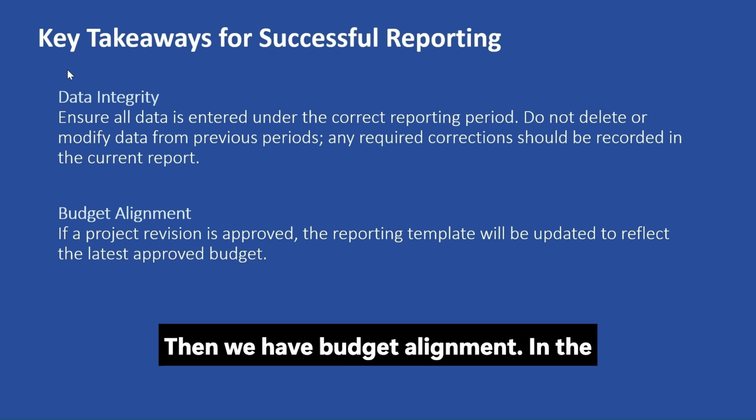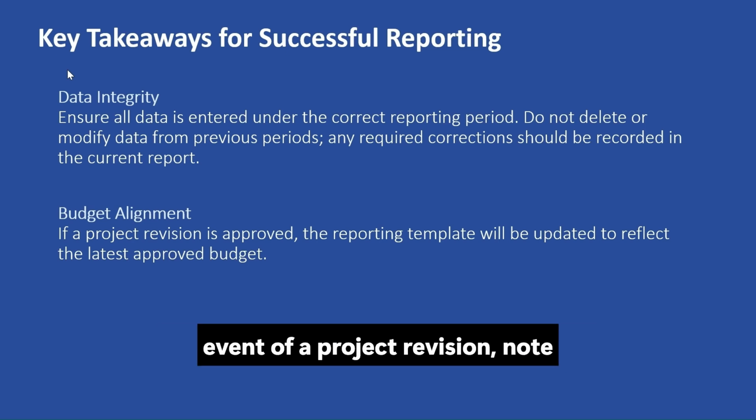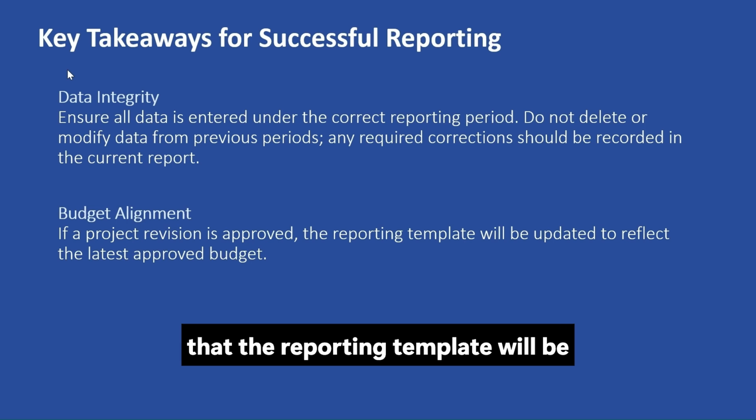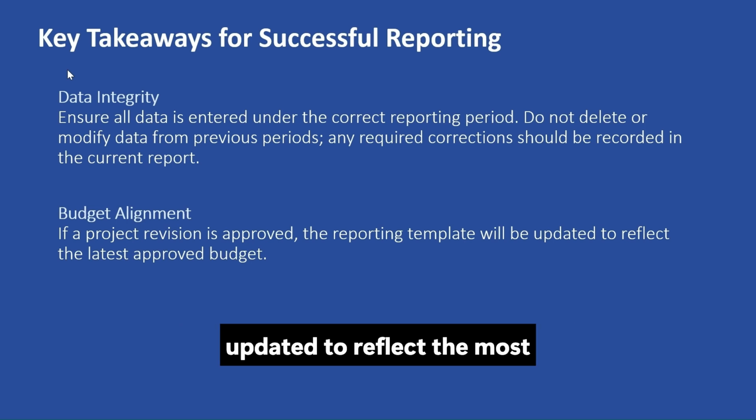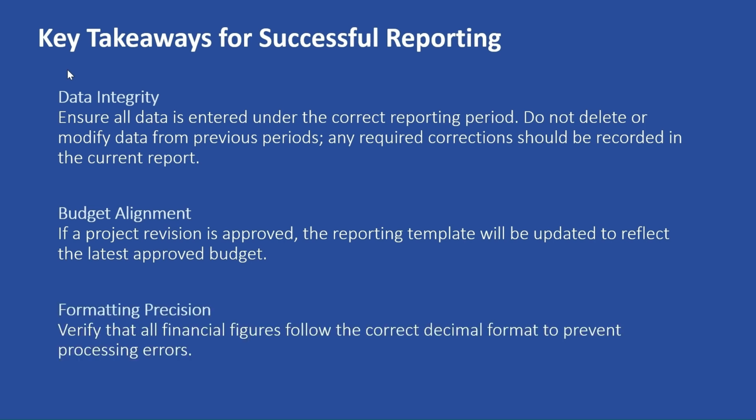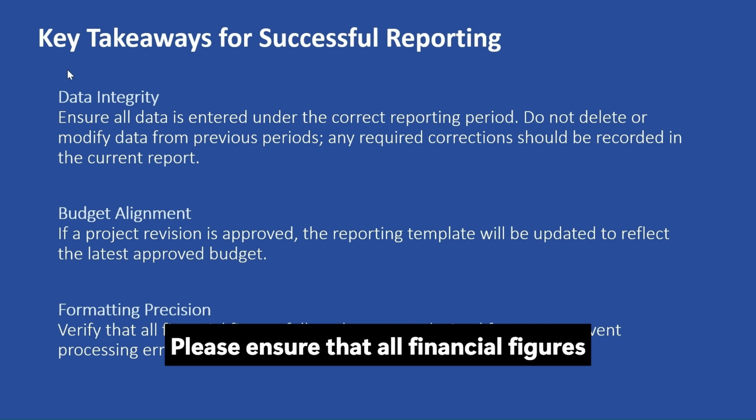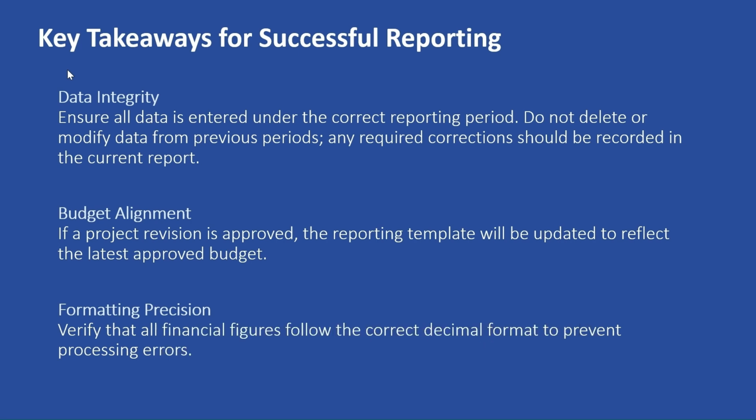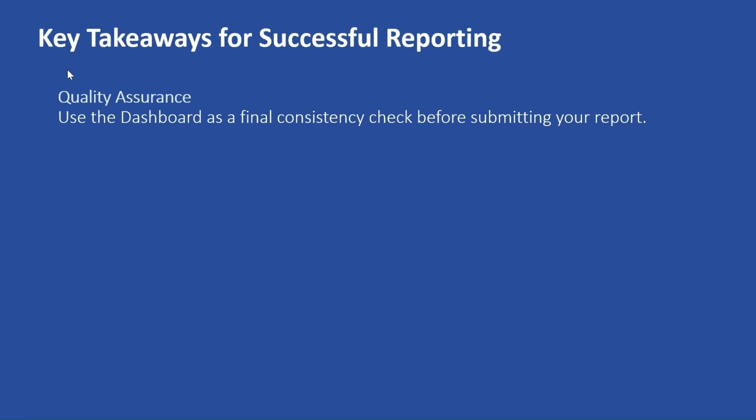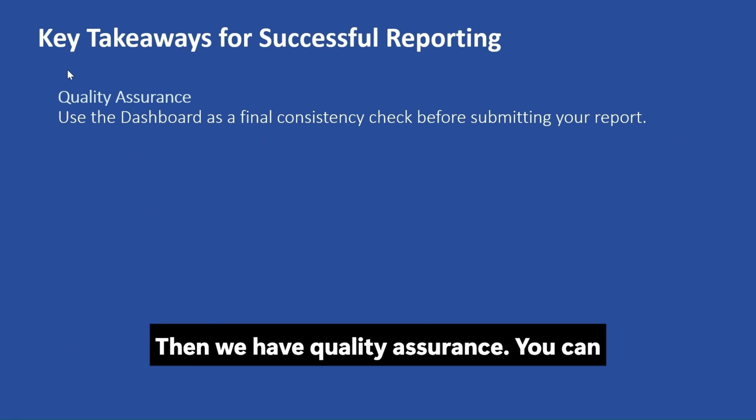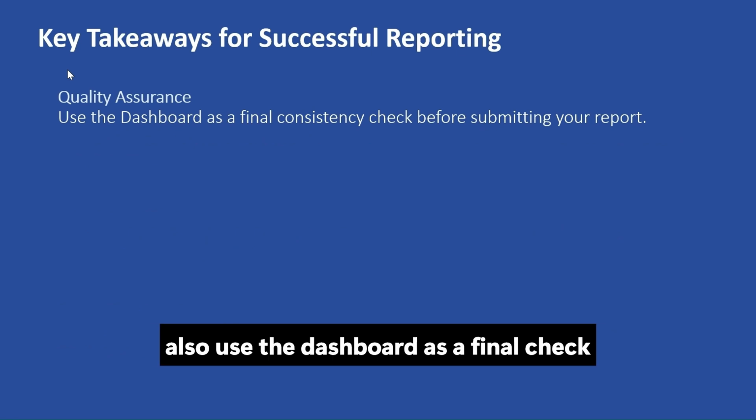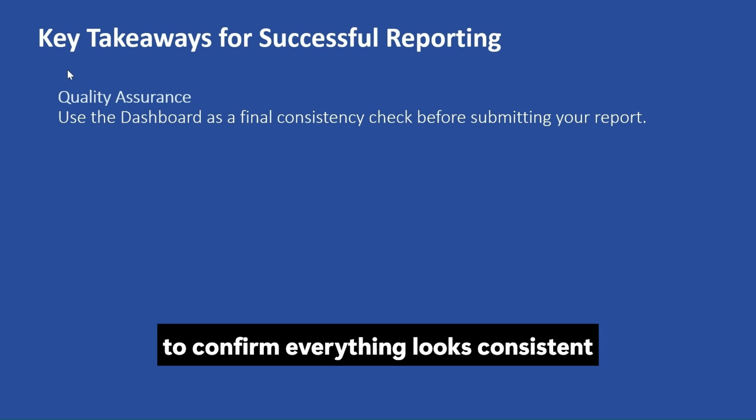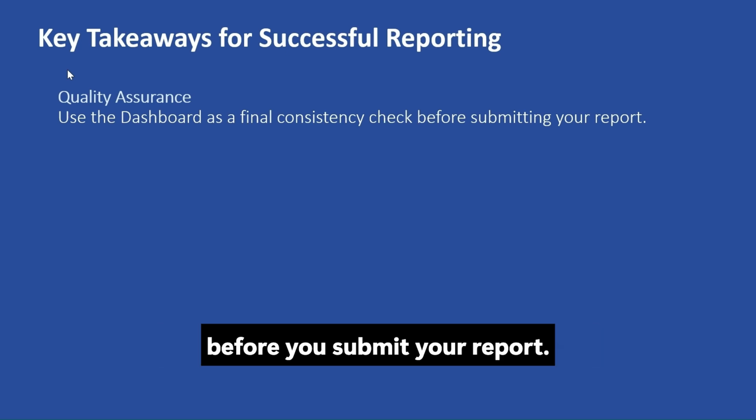Then we have budget alignment. In the event of a project revision, note that the reporting template will be updated to reflect the most recently approved budget. Then we have formatting precision. Please ensure that all financial figures are reported using the correct decimal format. Then we have quality assurance. You can also use the dashboard as a final check to confirm everything looks consistent before you submit your report.